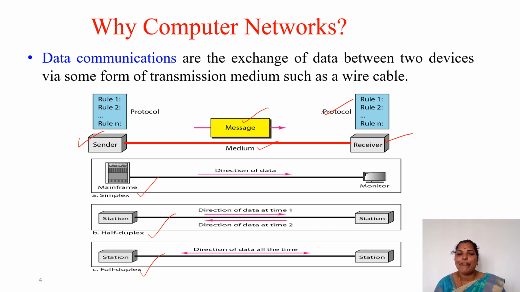So these are the three different ways. Simplex: data flows in only one direction. Half duplex: data flows in both directions, but not at the same time; at a time, only one direction of data communication is possible. Full duplex: data communication takes place in both directions simultaneously.